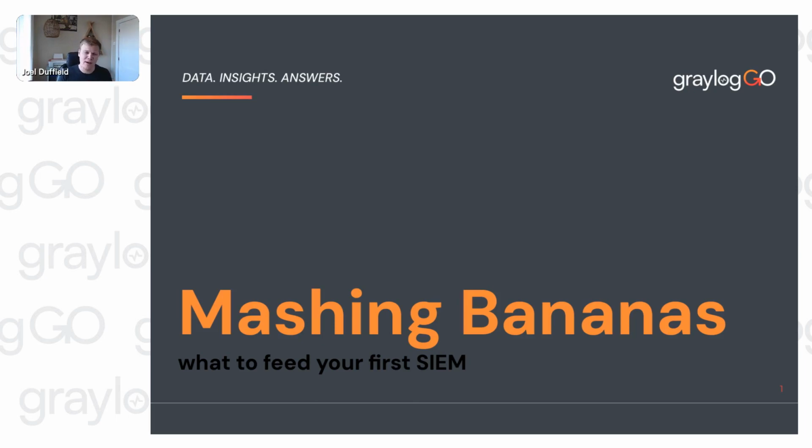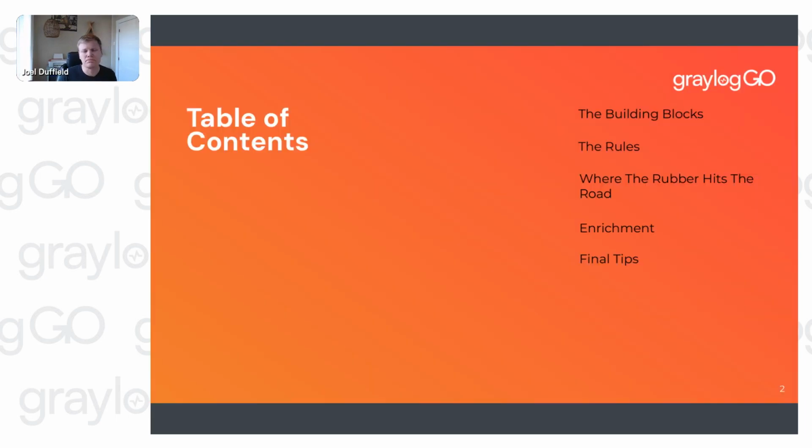Let's start off with exactly what we're going to talk about today. Today, we're going to start with talking about the building blocks. The building blocks are the things that we need to have in place. Obviously, the first of those is a tool. My guess is your tool of choice will be Graylog since you're here. What are the building blocks we need to have in place before we start to feed anything in at all?